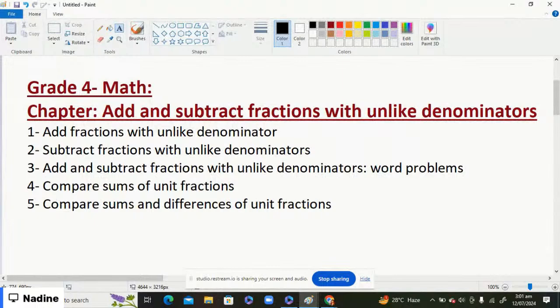Today we are here for grade 4 maths. The chapter we discuss today is add and subtract fractions with unlike denominators. Here are the lessons. The first lesson is add fractions with unlike denominators, then subtract fractions with unlike denominators, then add and subtract fractions with unlike denominators word problems. Then compare sums of unit fractions and compare sums and differences of unit fractions.